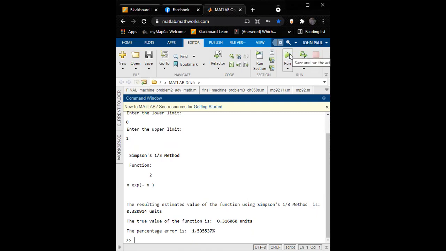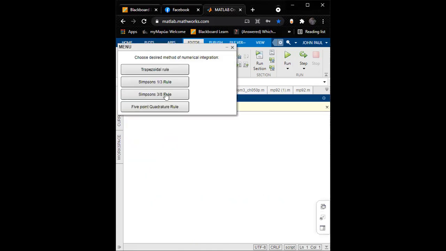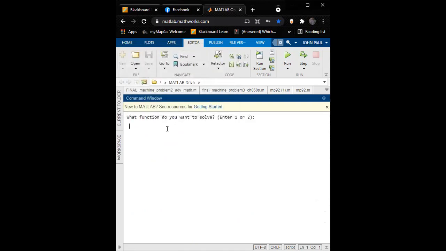Again, we run this MATLAB program for Simpson's 3/8 rule, then click Simpson's 3/8 rule. Here we are asked what function we want to solve. We enter 2. Thus, the value of function 2 determined using Simpson's 3/8 rule is 0.3181 units, and the percent error is 0.6564%.